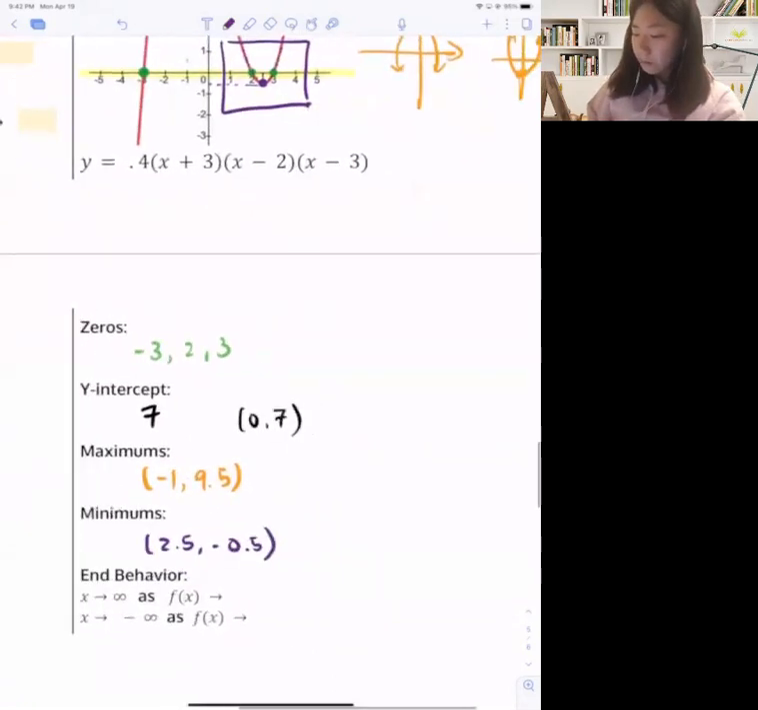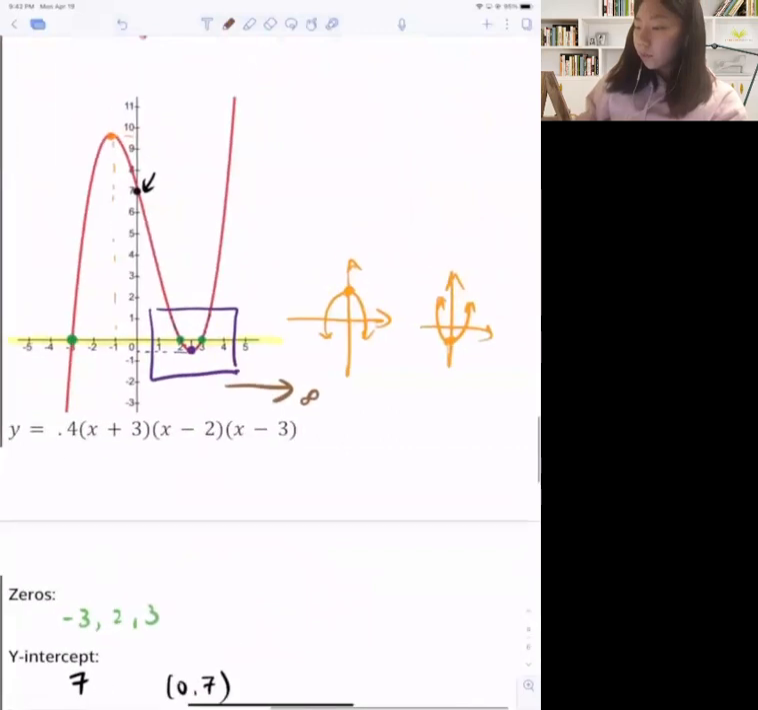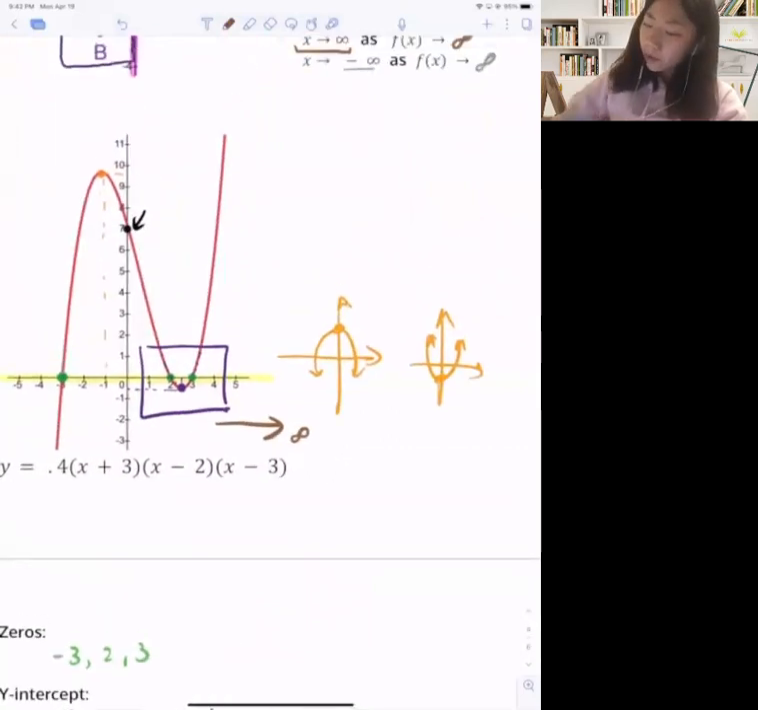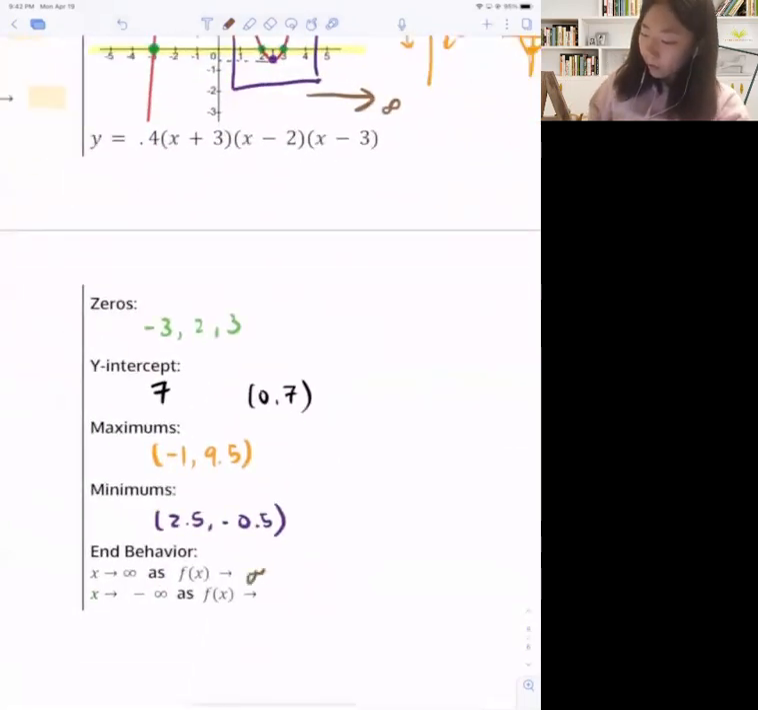So that's our minimum. The last step is to find the end behavior. The end behavior when x is approaching infinity: let's look at the projection of our graph. It's showing that my y function is going upward. So when x is going far right, my function is still going upward, meaning it's approaching infinity.